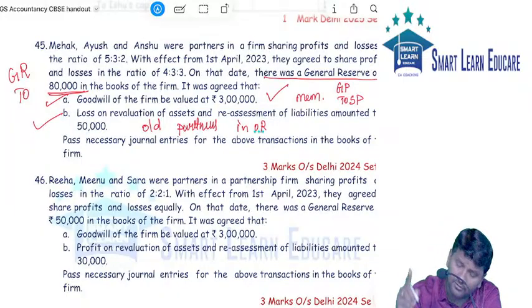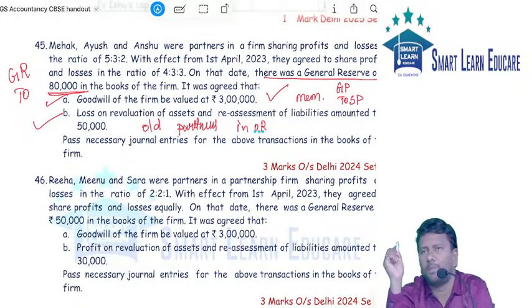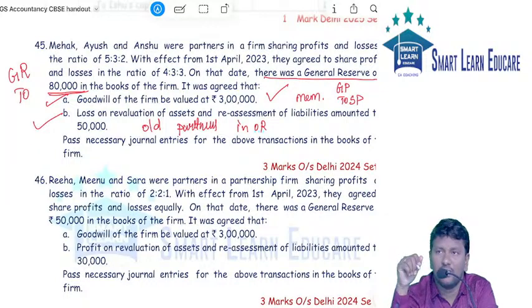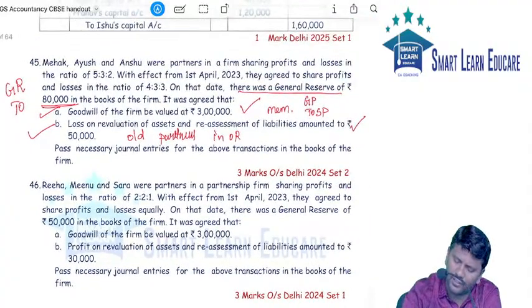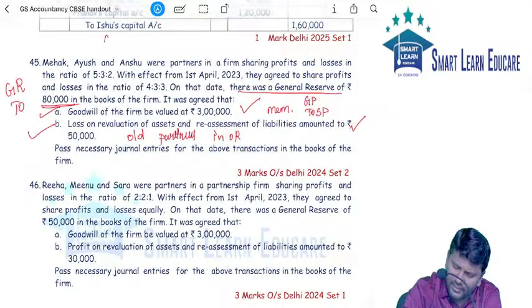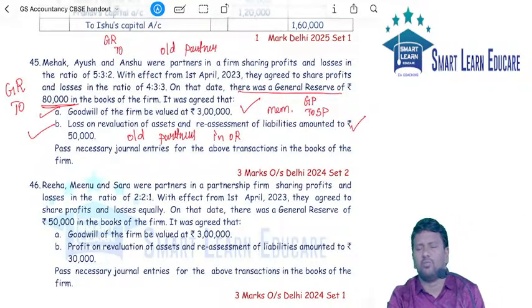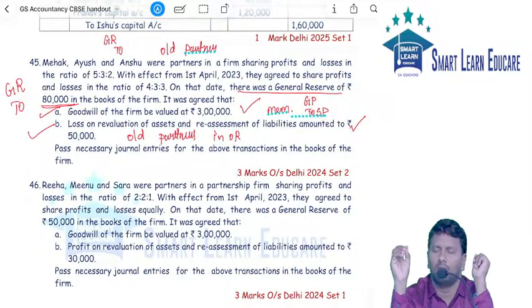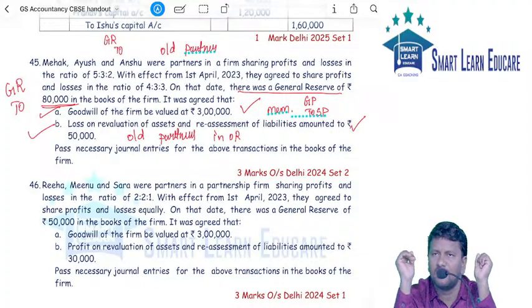In the question, general reserve is mentioned as retained, which means general reserve should be transferred to partners' capital. What is the entry for transferring general reserve? A very simple entry. General reserve account debit to old partners in what ratio? Old ratio. Discussion over. I will give you 2 minutes. Please try this entry, then we will discuss the answer.